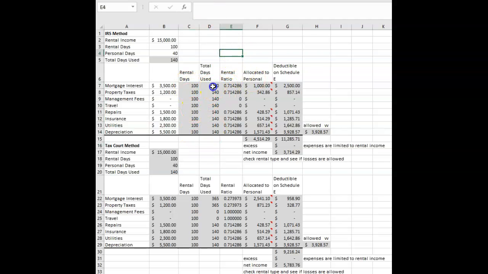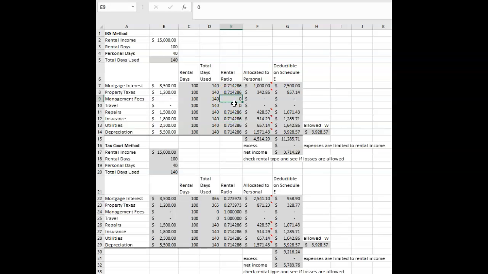So B3 over here, this one is the same thing. It's pointing at B5. It's the total number of days used, which is the reason for this row. This row is just totaling up the total number of days, the personal use and the rental use days, totaling up to 140. That way it can be used here. The rental ratio is simply C7 divided by D7, and that gets dragged down. So it's C8 divided by D8.